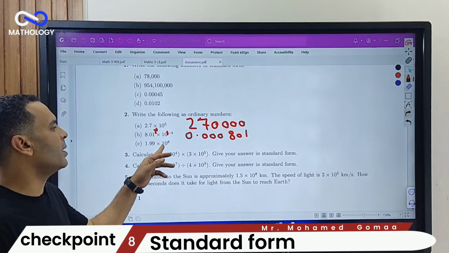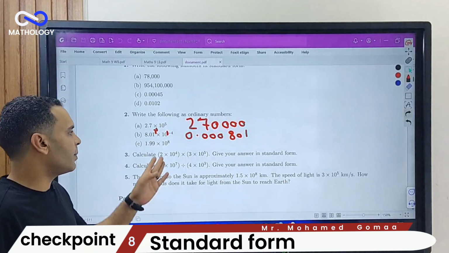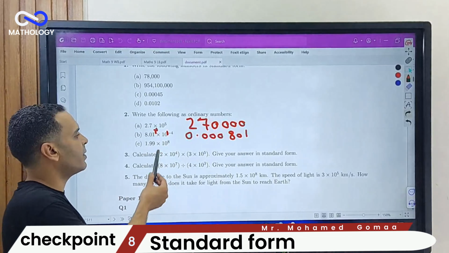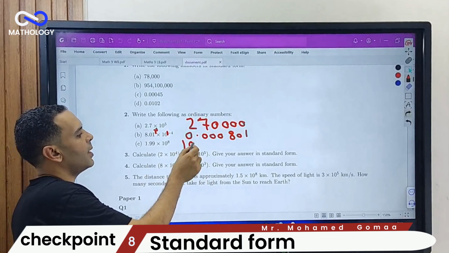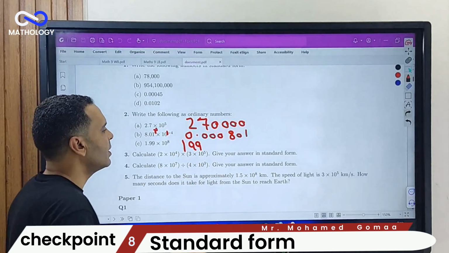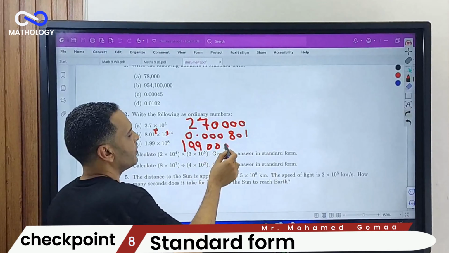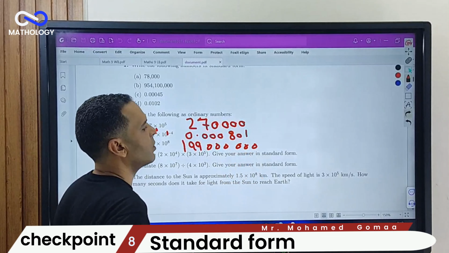Here, we multiply by 10 power 8. Multiply by 10 power 8 means move the decimal point 8 digits to the right. It will be 199 without decimal point, and put here 6 zeros, like this one.